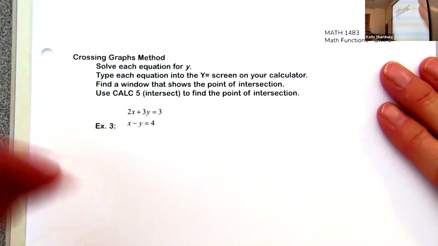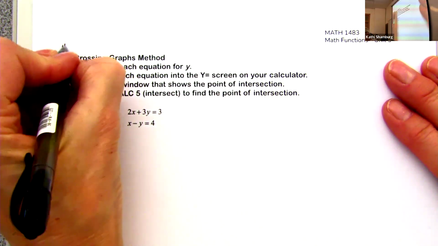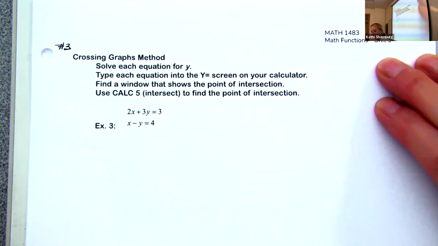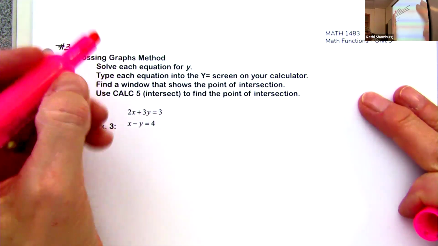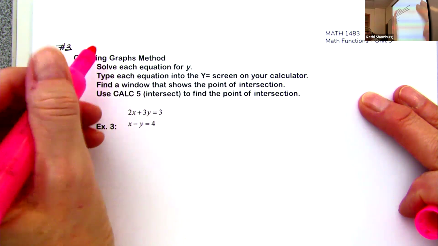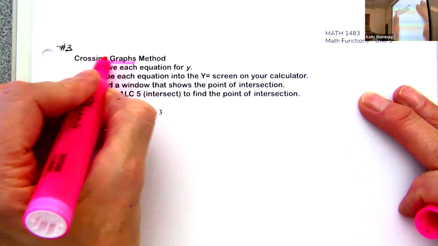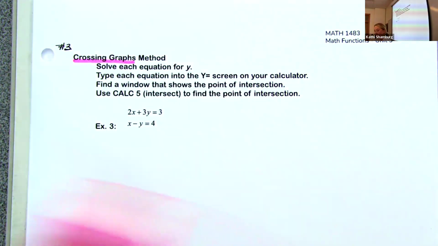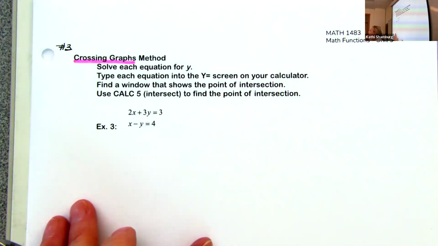Okay, so the third method is the cross graphs method. All right, what do you think we're going to do? We're going to graph, so we're going to use our calculator, right?